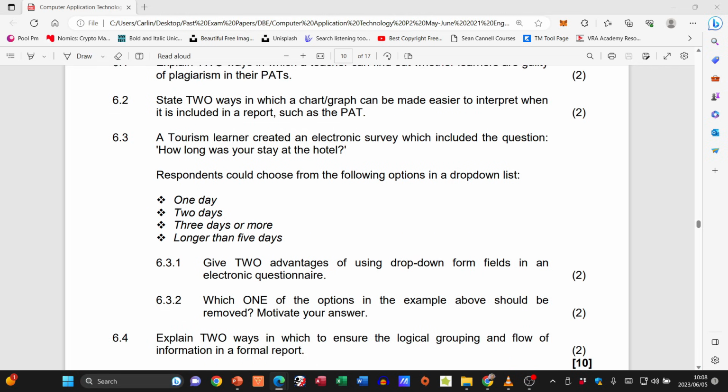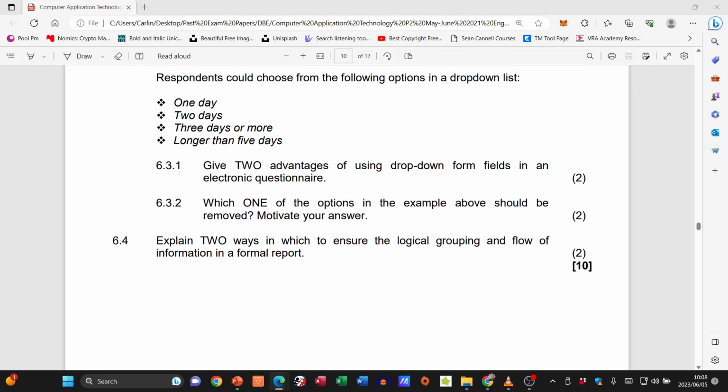6.3, a tourism learner created an electronic survey, like a Google form, which included the question, how long was your stay at the hotel? Respondents could choose from the following options in a drop-down list: 1 day, 2 days, 3 days or more, longer than 5 days. Right, here's our questions now. Give 2 advantages of using drop-down form fields in an electronic questionnaire.